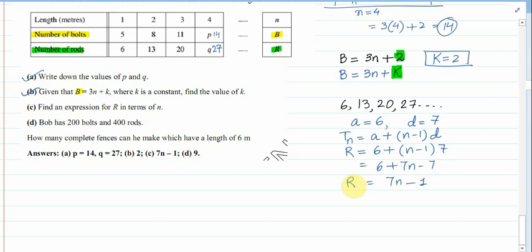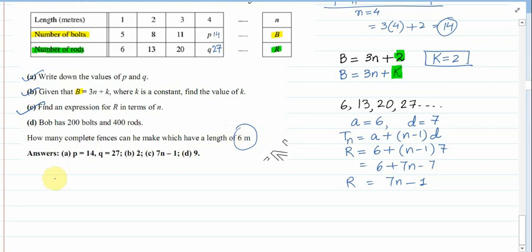I hope that you got the same value. Now, the next part says Bob has 200 bolts and 400 rods. How many complete fences can he make which have a length of 6 meters? First we need to identify how many bolts Bob would need if the length is 6 meters, right?